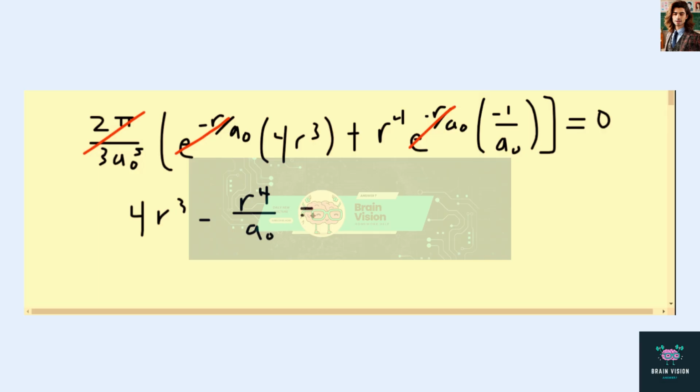So solving for r, we find that r is equal to 4 times a naught. And that's the most probable value. So we can go ahead and box that in as the solution to our question.